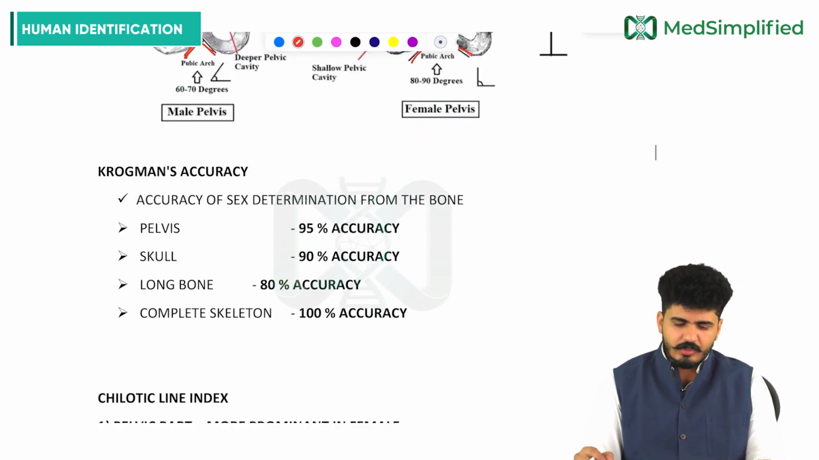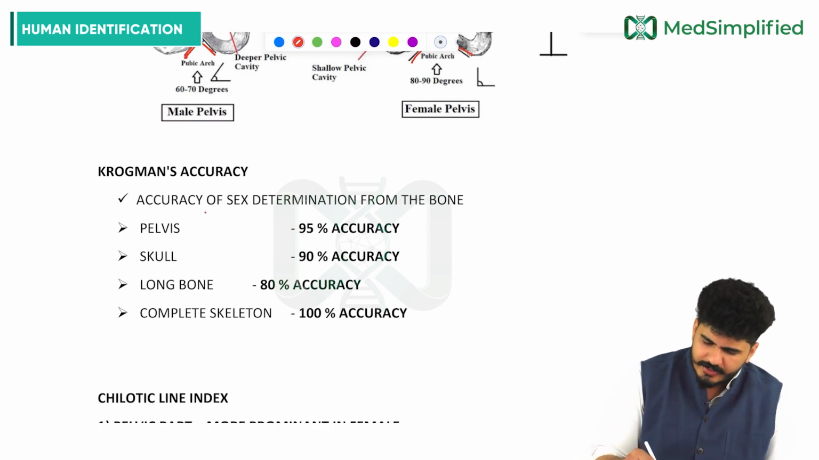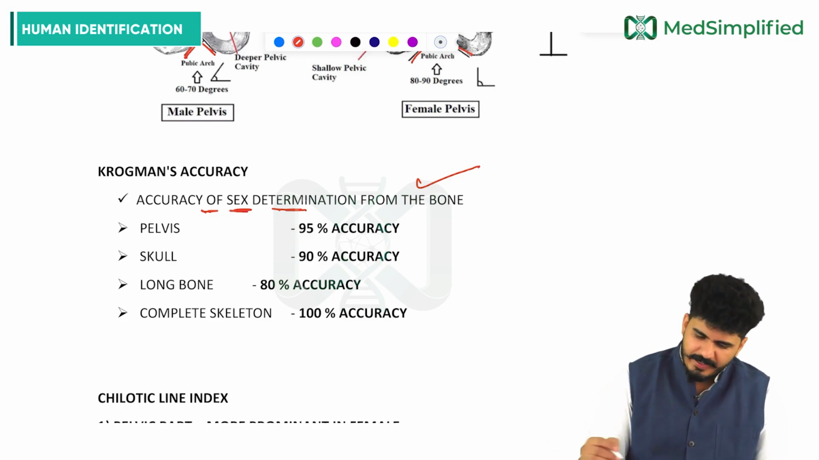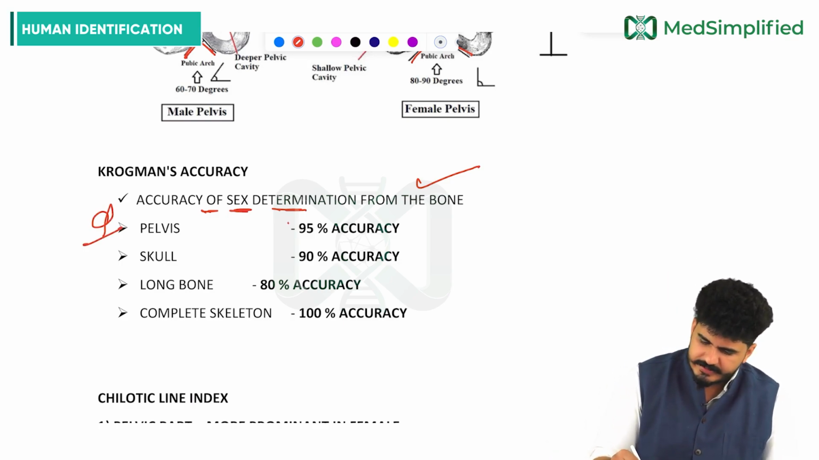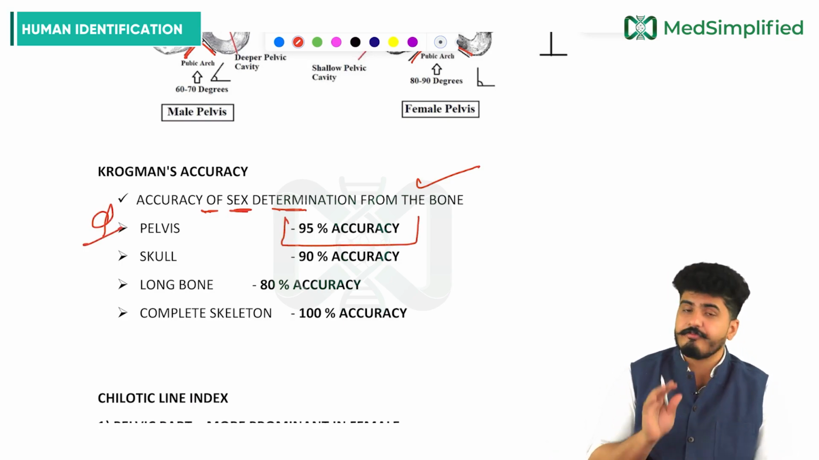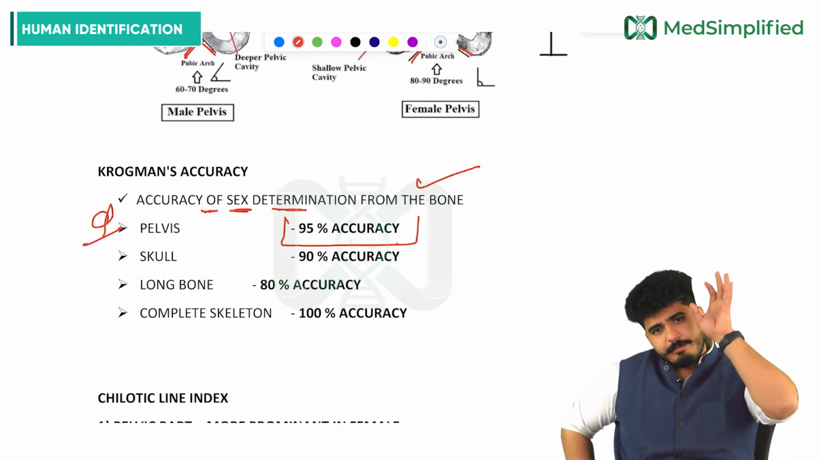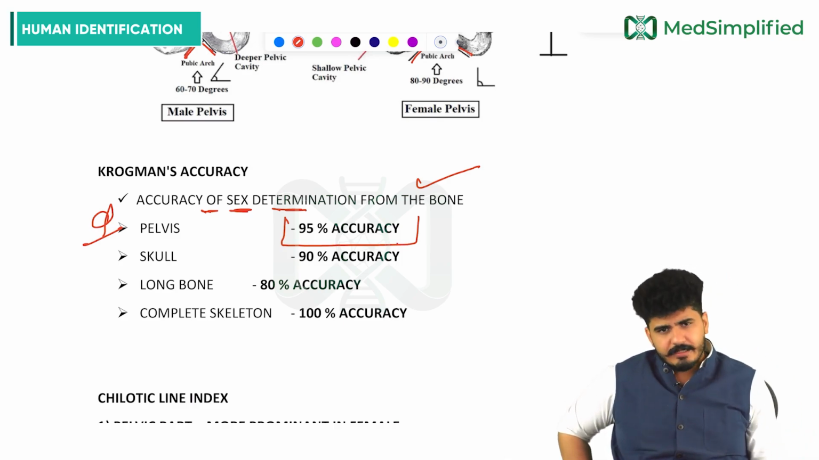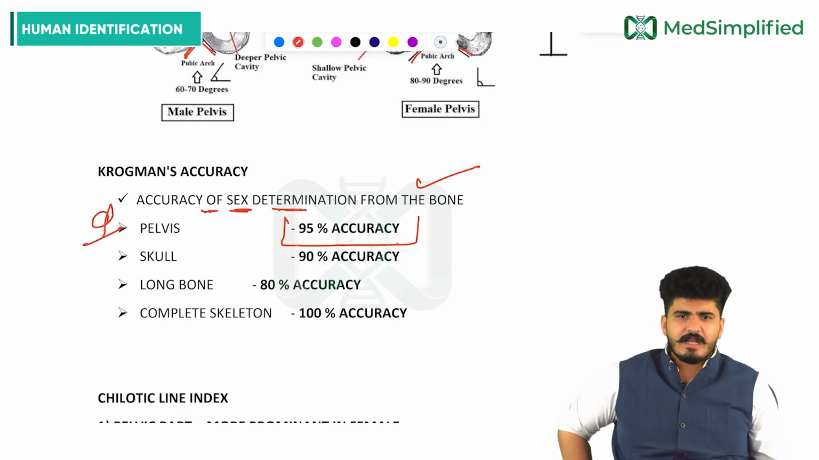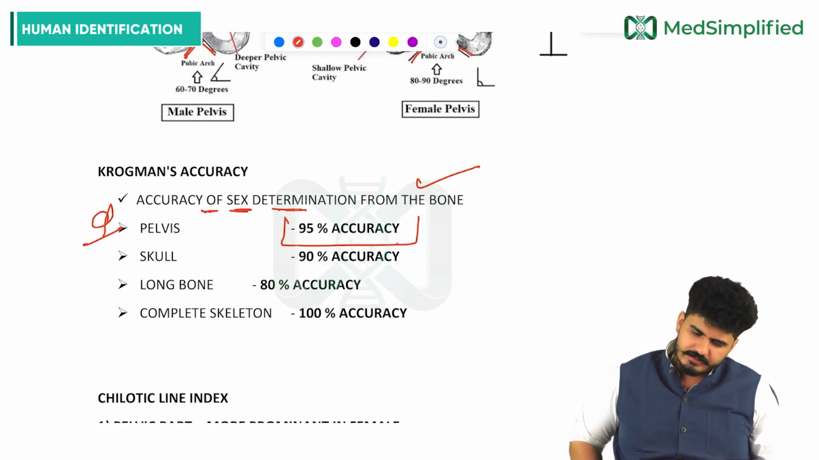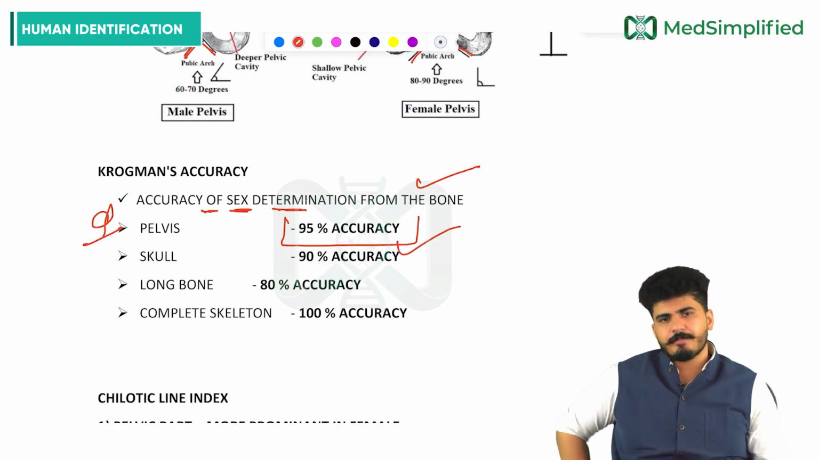Now coming to Krogman's accuracy. What is Krogman's accuracy? The accuracy of sex determination from the body. Guys, the pelvis is giving us 95% accuracy. That is why the pelvis is best in adults. But compared to that, the skull is better in children, and the skull is giving 90% accuracy.